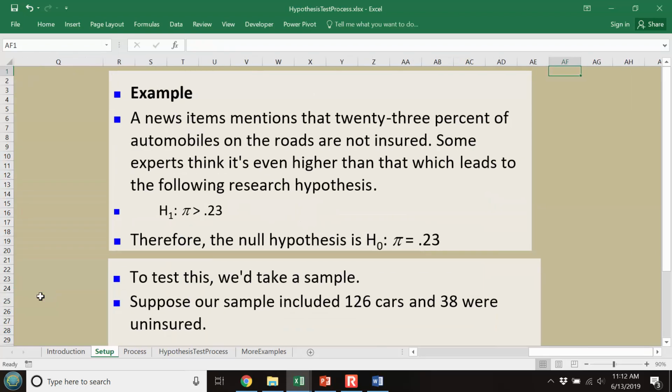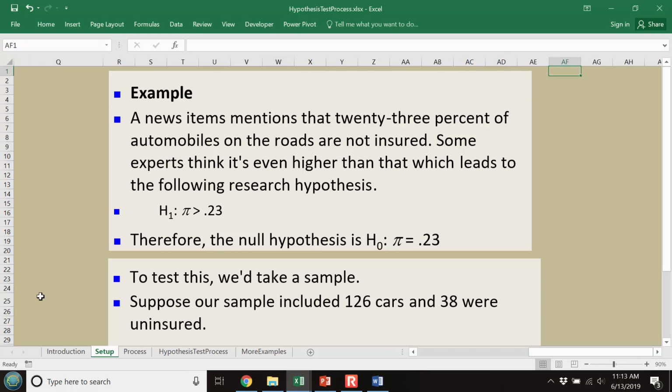So here's our example. A news item says that 23% of cars on the road have no insurance. An expert reads that and says, I think it's higher than that. Well, that gives him a research hypothesis. He questions the claim. He doesn't have any data yet, but he questions the claim. So his research hypothesis is that the population proportion of cars on the road that are uninsured is higher than 23%. The null hypothesis then is equal. The null hypothesis is always equal.